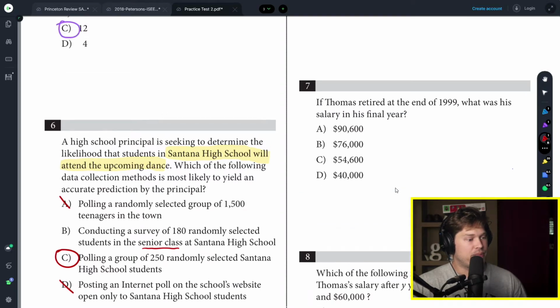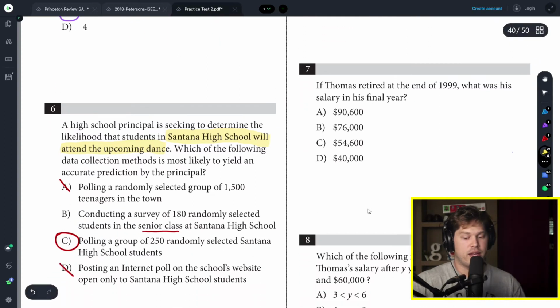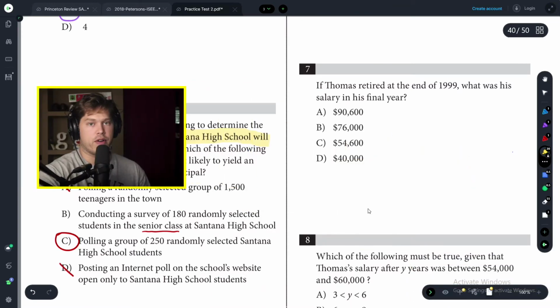Number 7. Okay, numbers 7 through 9 refer to this little bit of info up here, but let's go ahead and read question 7, and I'll move myself over so I'm not blocking anything. Question 7. If Thomas retired at the end of 1999, what was his salary in the final year?